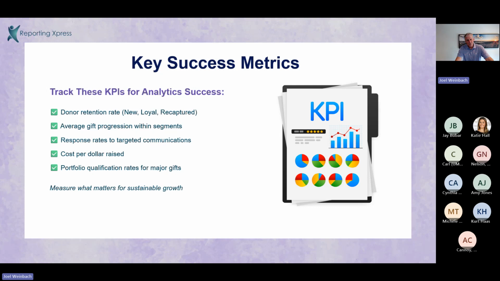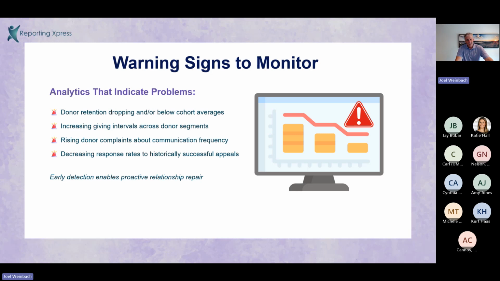Things that you want to track, just as a reminder, key KPIs: retention rate, average gift progression, am I giving more, response rates, ROI, cost per dollar raised, things like that. Warning signs, again, retention is an important one. Those donors that have already given to you are way more valuable than most prospects are. So you want to really focus on retention. If your donors are giving less frequently, that's not a good sign. If they're complaining about communication, that can be bad as well. You don't want to over solicit them. And if you have had historically successful appeals, but the response rate's dropping over time, you need to really dig into that.